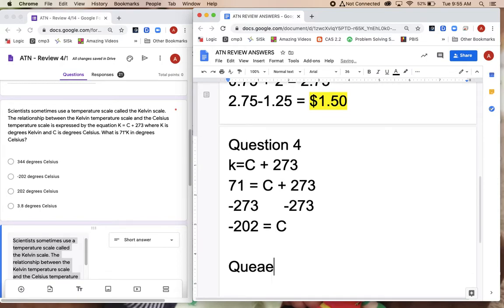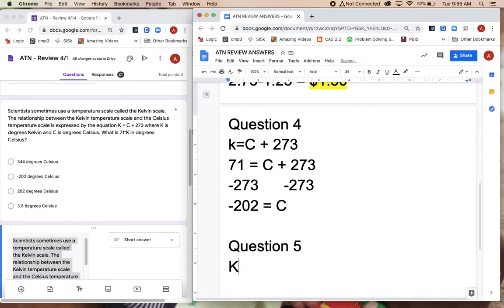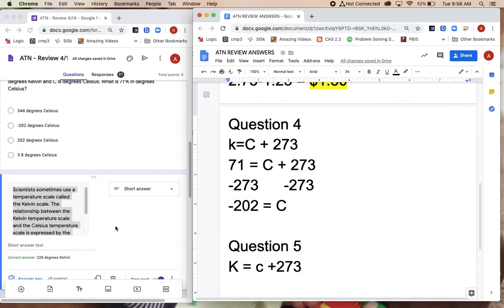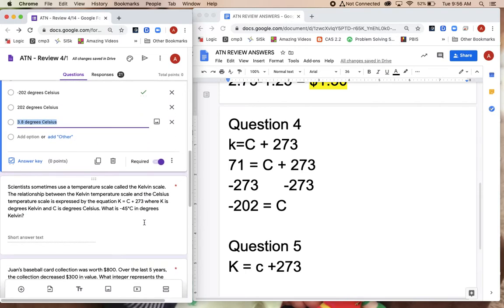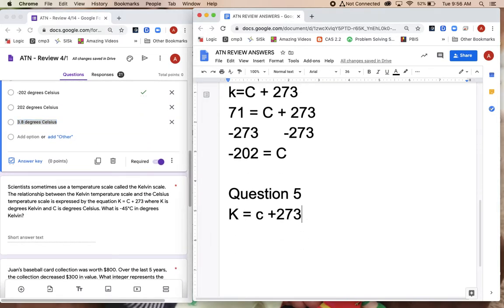All right, the next Kelvin question, it's going to be that same K equals C plus 273. This one's even simpler. This one tells you what Celsius is, right? So this is just a simple number sentence that you have to solve, right? So K equals negative 45 plus 273. Slap that in your calculator, right? And then that gives you the answer of 228 is K.